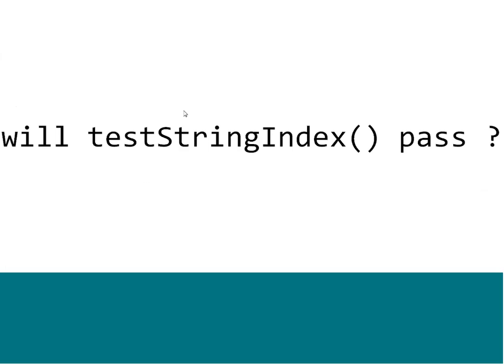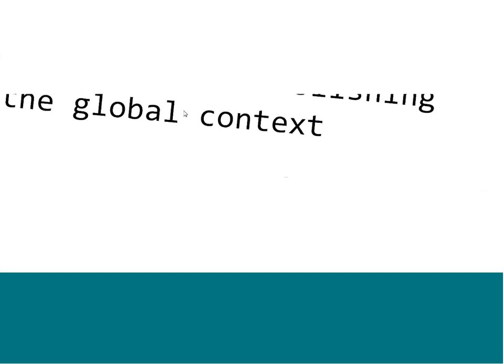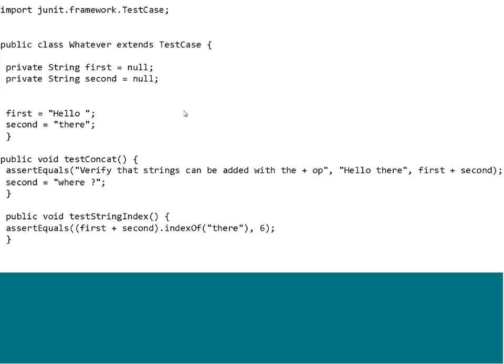Now my question, it was supposed to be an interactive environment, but the question is, will test string index pass? Okay, let's go back and look. Oh, sorry, actually, one second. So let's look at the program again. Is this expected to pass? Remember that I have set the value of second to where? In test concat. When I finish test concat, I set the value of second to where?